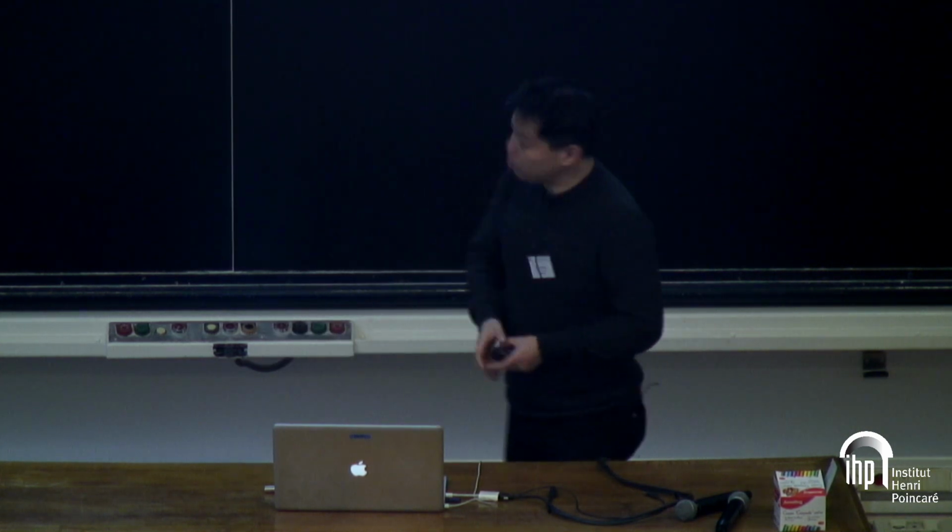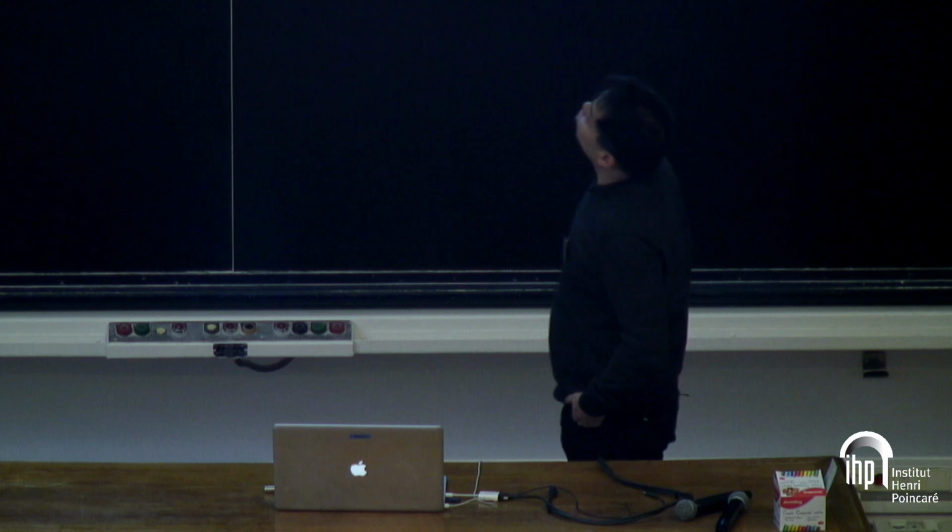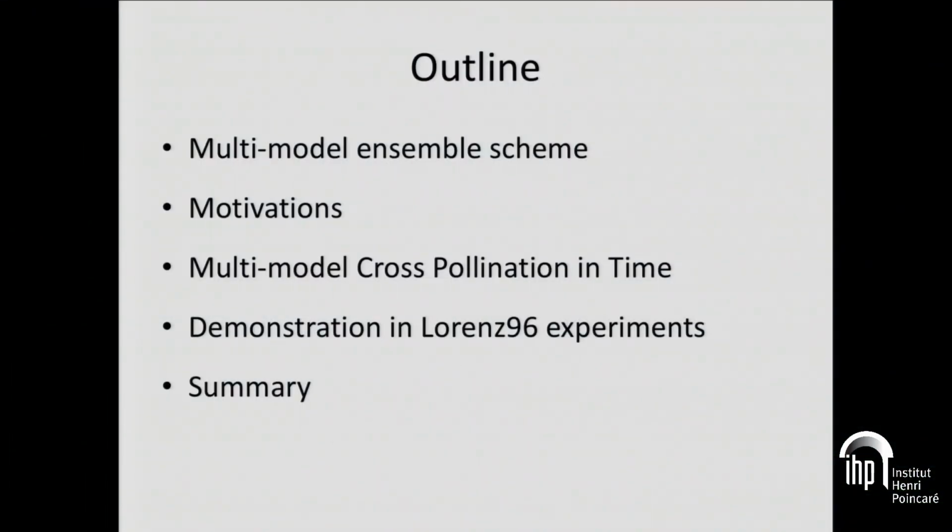So here's the outline of my talk. I'm going to talk about the multi-model ensemble schemes and motivations, why we need to do the cross-pollination, and the methodology, and I will demonstrate in the Lorenz 96 experiments.